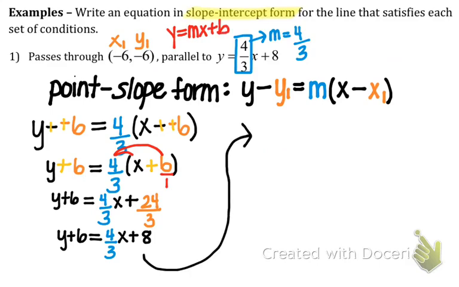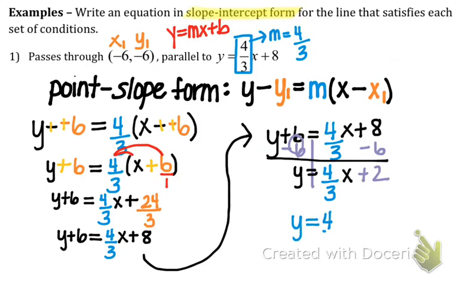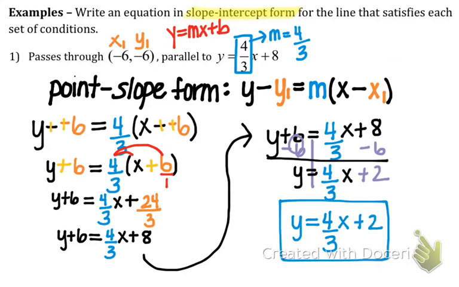So I'm going to take this equation and move it over here just because I need a little bit more room. And I'm going to make sure that y is on the left-hand side of the equal sign by itself. So in order to do that, I'm going to subtract 6 from both sides. So that zeroes out 6 on the left. So y is now equal to 4/3 x plus 8 minus 6, which is 2. So finally, my equation of the line that is parallel to the original is y equals 4/3 x plus 2.